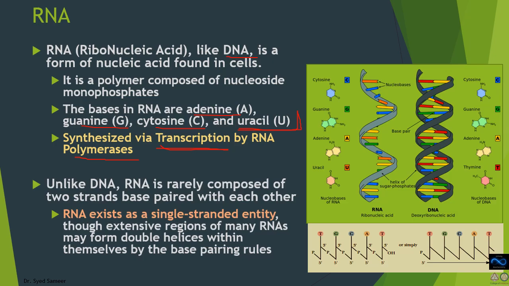But unlike DNA, RNA is rarely composed of two strands. Mostly it exists as a single-strand entity, as you can see in the accompanying picture. And usually when double helixes are formed in the RNA itself, it is during the folding process, specifically in rRNA and snRNA.